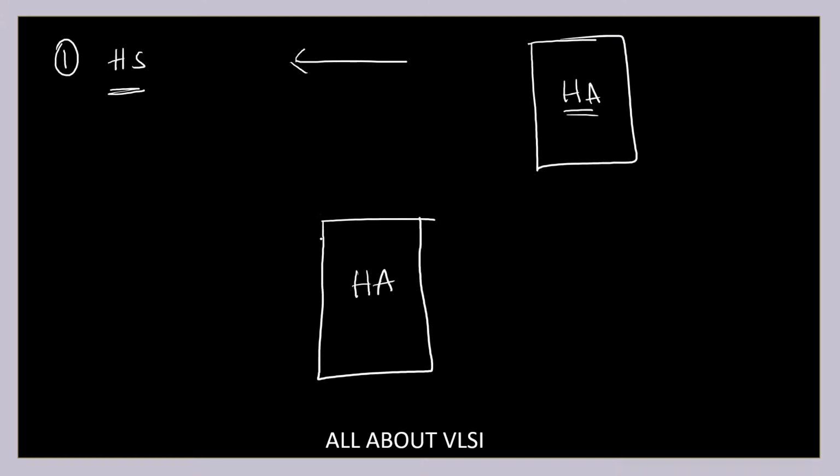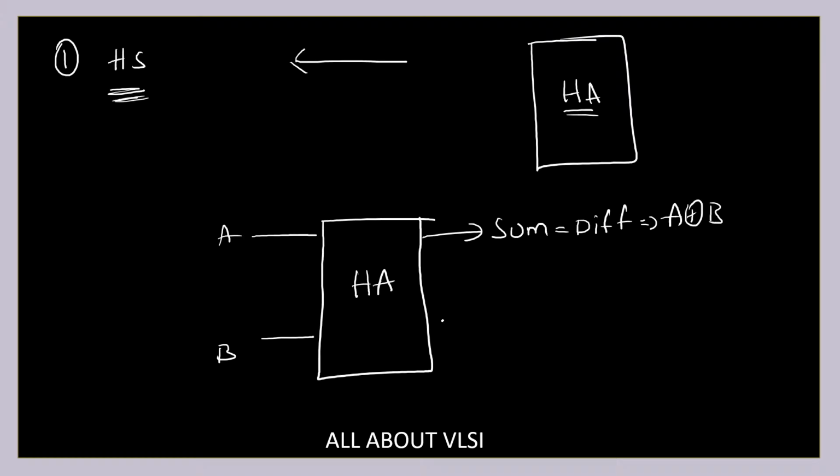So coming to my half adder, I'm going to have input A and input B. And here, sum and difference are the same, that is nothing but A XOR B. But in the case of your half subtractor, the difference will be A complement B. That is the major difference. Difference will be A complement B and carry out will be AB, right?